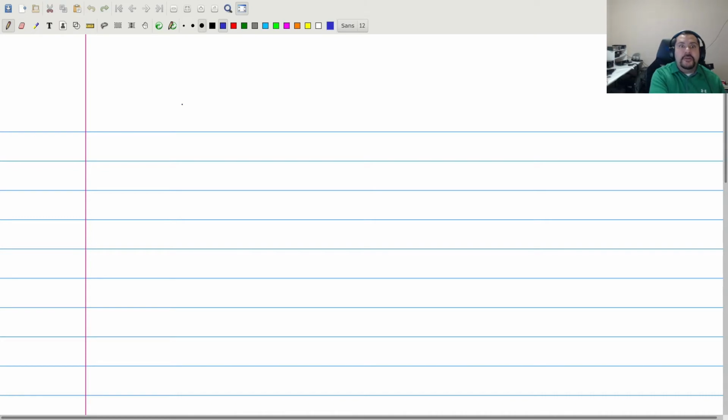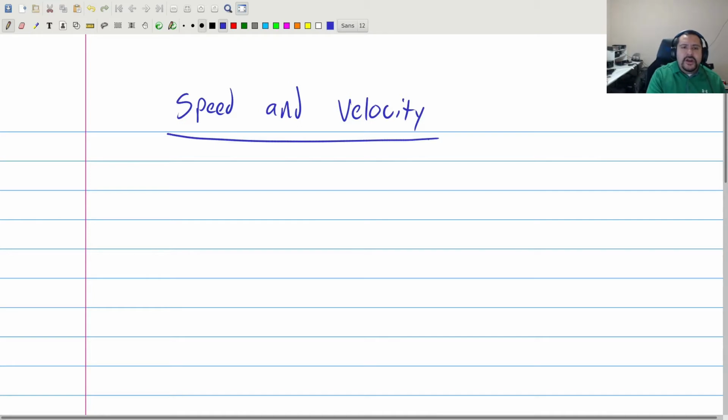Well, aloha everyone. Today we're going to talk about speed and velocity. So, what is the idea behind speed? And how is it different from velocity? Well, speed is what we call a scalar, which means that it doesn't have a direction, it only has a magnitude. It only tells us how fast an object is traveling. So speed answers the question, how fast is it going?